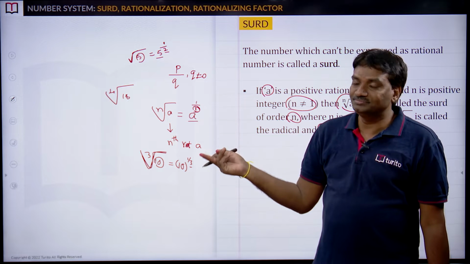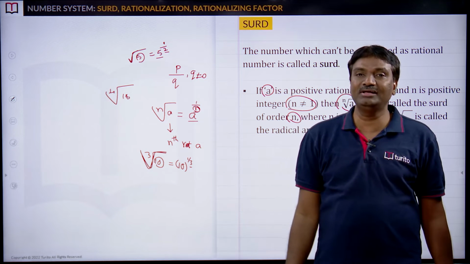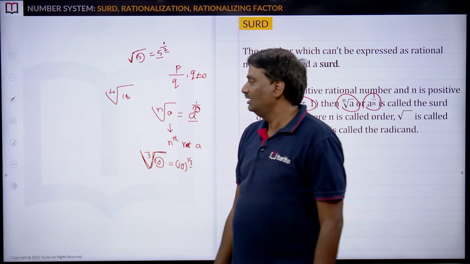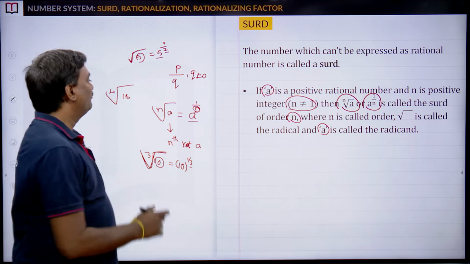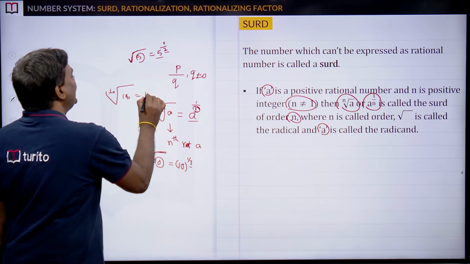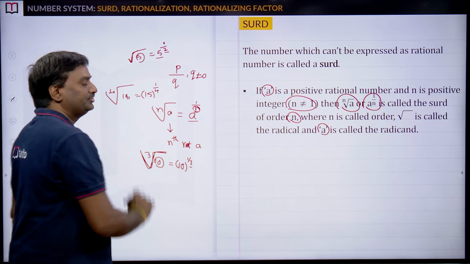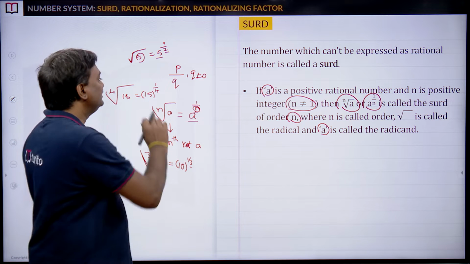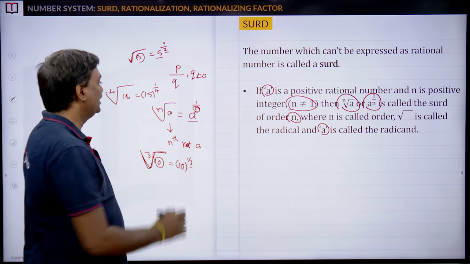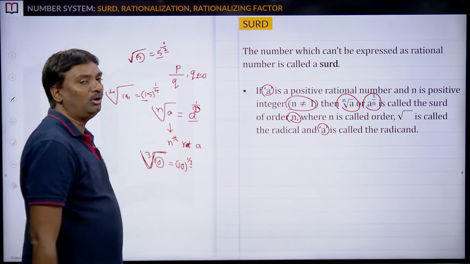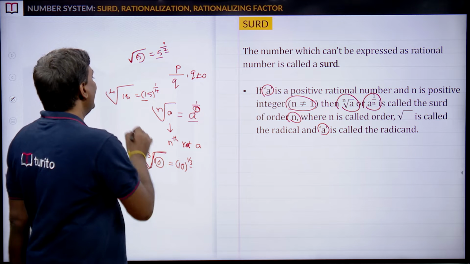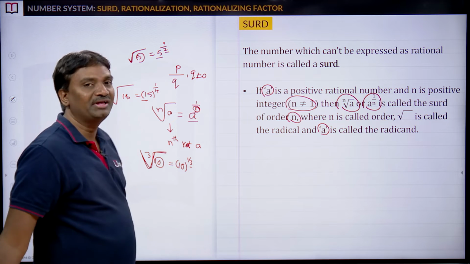What is order, what is radical and what is radicand? Very simple. Fourth root of 15 can be written as 15 power 1 by 4. Since in place of n we have 4, this is a fourth order surd, where in place of A we have 15, that is the radicand, and this symbol is known as the radical.